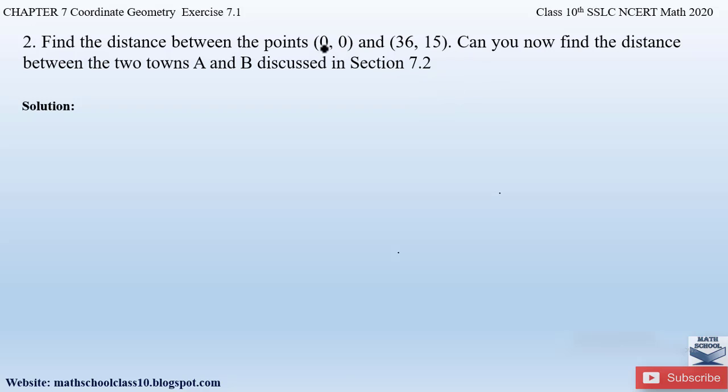So let us consider the first point, that is (0, 0), to be point A, and the second point (36, 15) to be point B, and then we will find out the distance between the 2 points. For example, we have a point A here and a point B here. So we have to find out the distance between these 2 points. So write down: let point A be (0, 0) and point B be (36, 15).